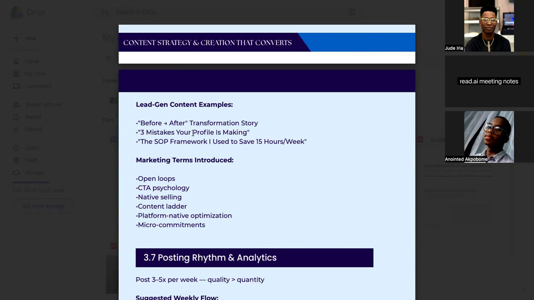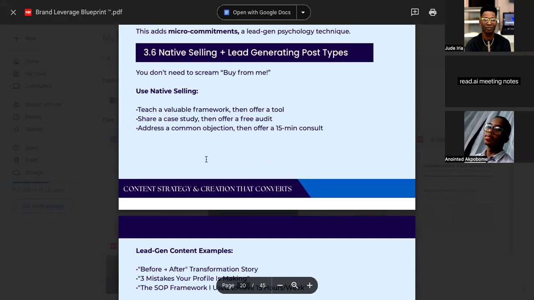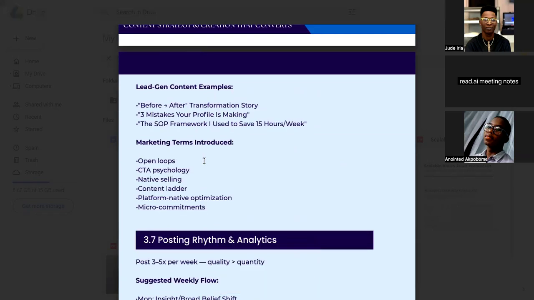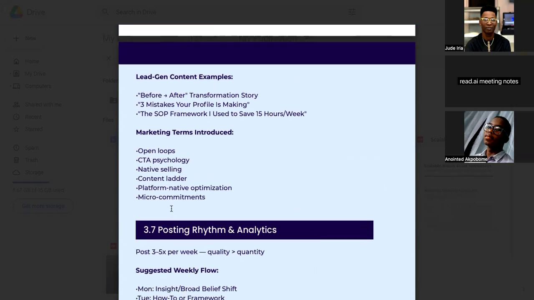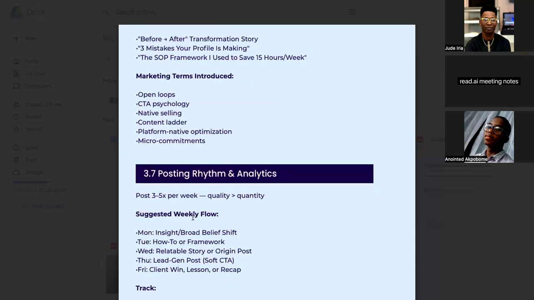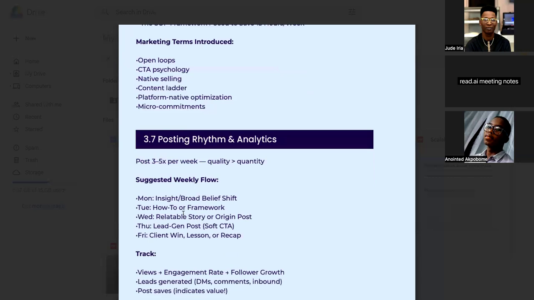So, the lead gen content example. There are different types of content: native selling, lead generation content. Some marketing terms are introduced, which are open loops, CTA psychology, native selling, content ladder, platform native optimization, and micro commitments. Just get used to these words and go for deeper insight. Then post readings and analytics.